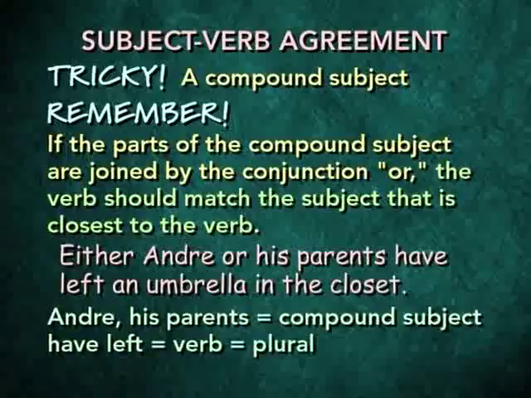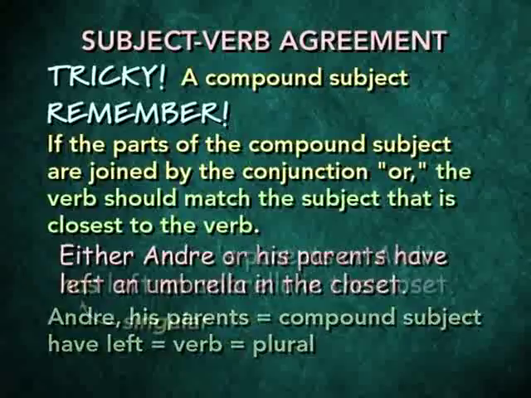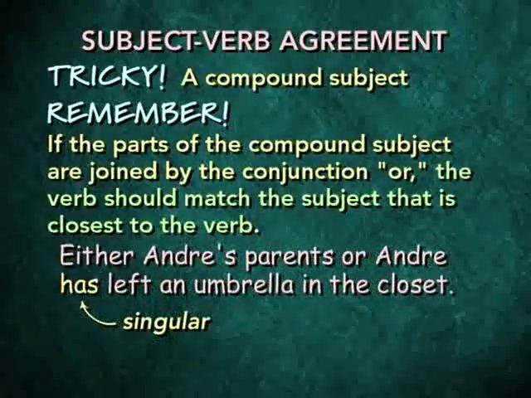What does this mean? It means that if you were to reverse the order of the parts in the compound subject in this particular sentence, the verb would have to change. So if the sentence were changed to read like this, either Andre's parents or Andre, then the verb would have to be has left. Singular would now be correct because Andre, the singular subject, is now closer to the verb than the plural subject. So it does make a difference what order the subjects are given in this particular type of situation.